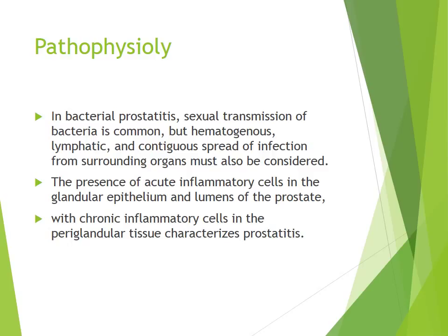Pathophysiology. In bacterial prostatitis, sexual transmission of bacteria is common. The presence of acute inflammatory cells in the glandular epithelium and lumens of the prostate, with chronic inflammatory cells in the periglandular tissue, characterizes prostatitis. So in this case, the prostatic tissue compresses the urethra due to overgrowth of normal cells.